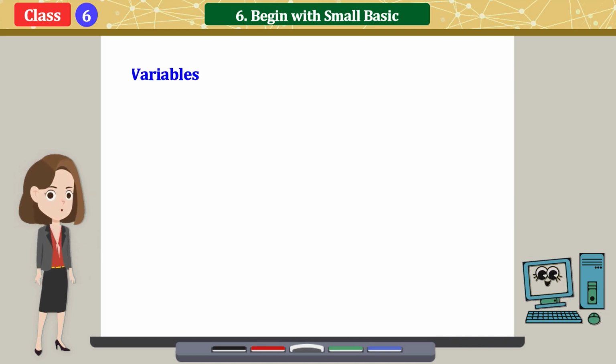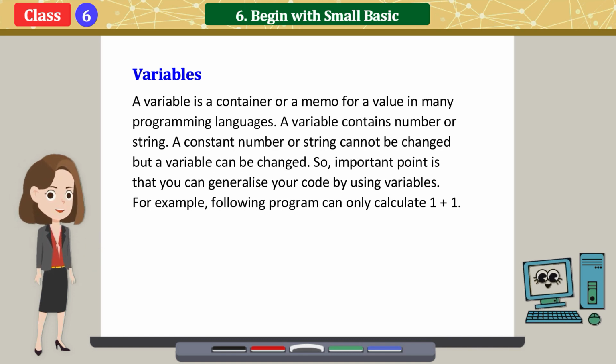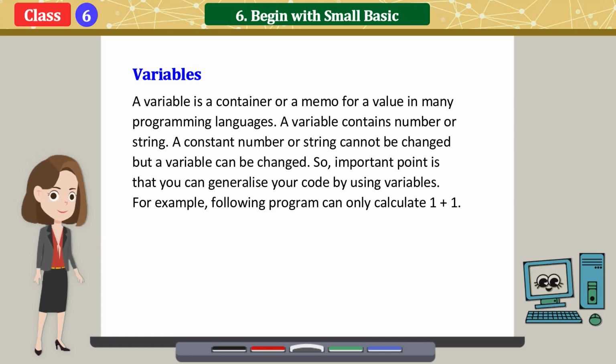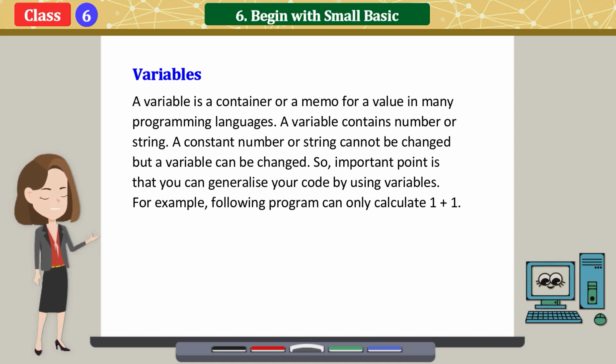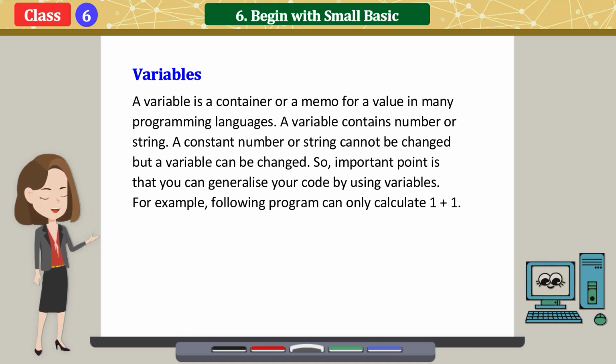constants. Variables. A variable is a container or a memory for a value in many programming languages. A variable contains a number or string. A constant number or string cannot be changed, but a variable can be changed. So, an important point is that you can generalize your code by using variables. For example, the following program can only calculate 1 plus 1.